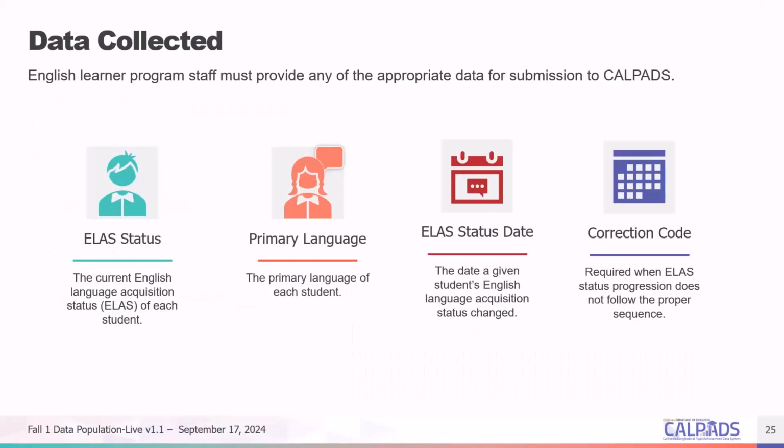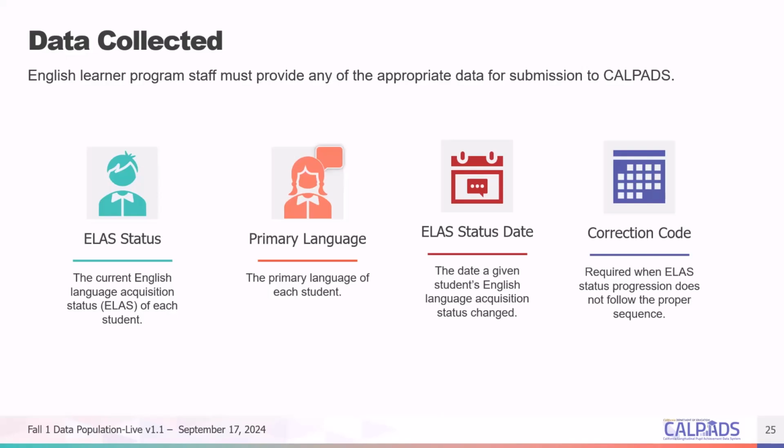When performing CALPADS work in the SELA record, you'll want to ensure that you have all of the information on this slide from your English Learner Services department. This includes the English language acquisition status, the primary language, the status start date, and the correction code if applicable. We recommend reaching out and letting your English Learner Services staff know what you'll need now if you have not already. The correction reason codes are particularly noteworthy.